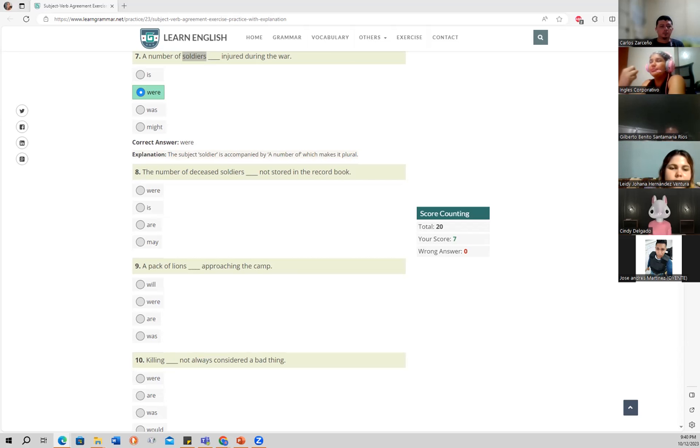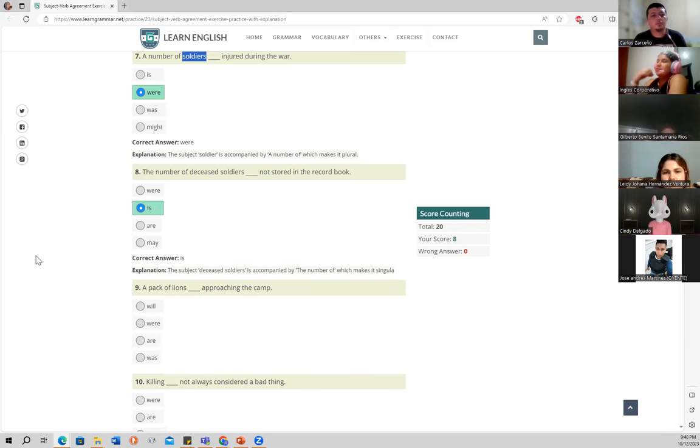Okay, estamos diciendo el número de soldados enfermos, el número. ¿Estamos diciendo los números? No, el número. So it means number is singular. The number of the soldier is.